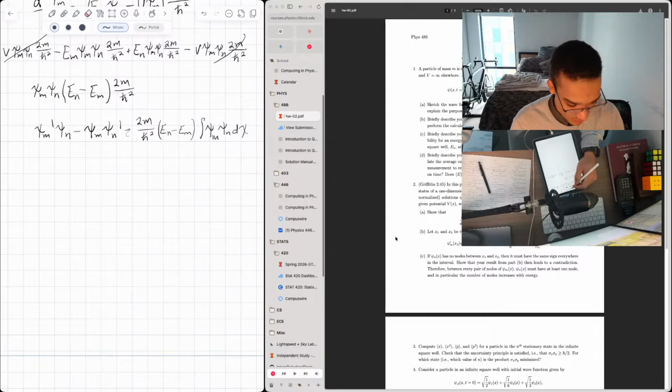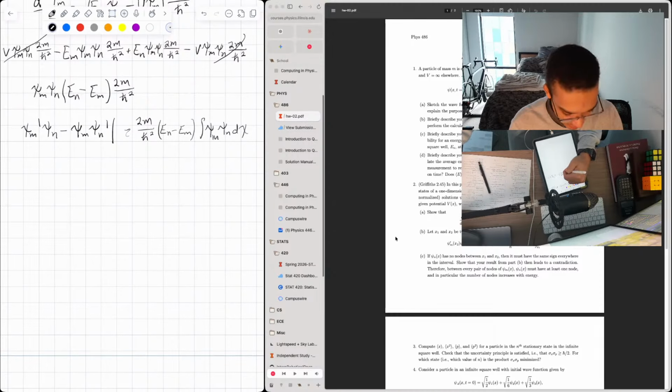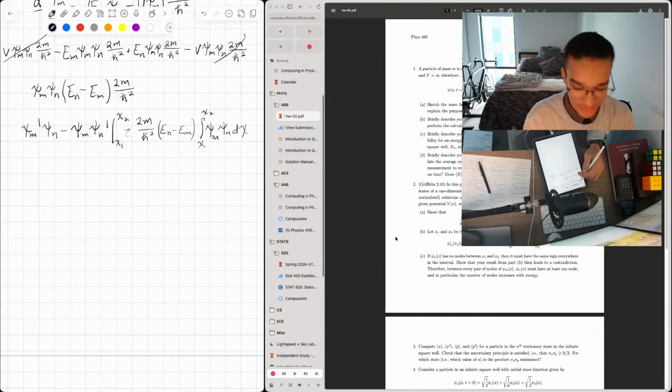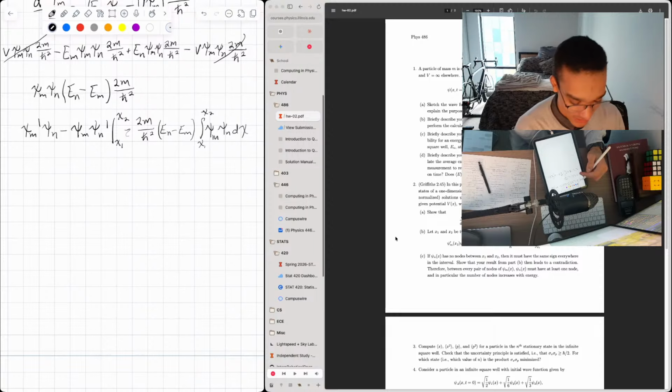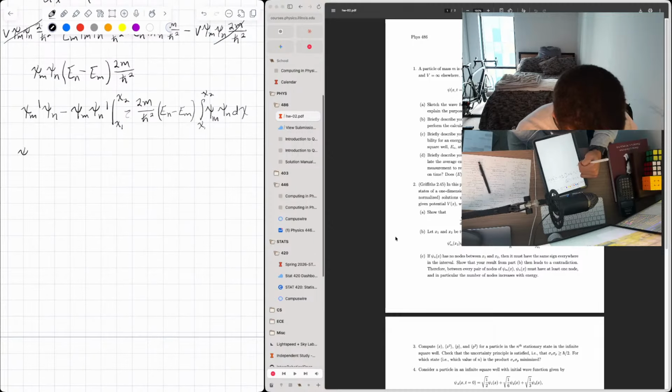Oh, I guess you need to use your bounds. So this is the integral, but it goes from x1 to x2. And this will go x1 to x2. Okay, and then we have to show that the stationary states are orthogonal. Right, so we have psi m prime at x2.